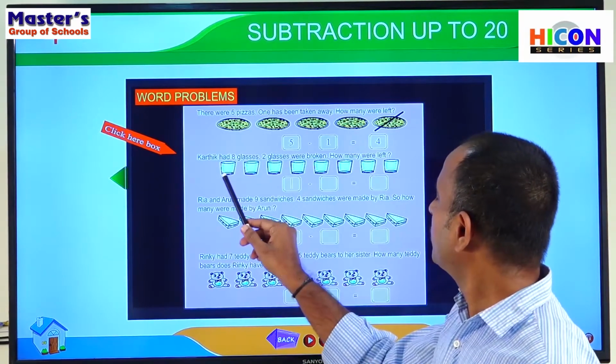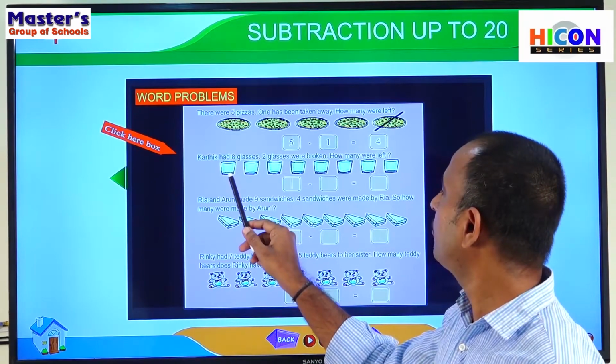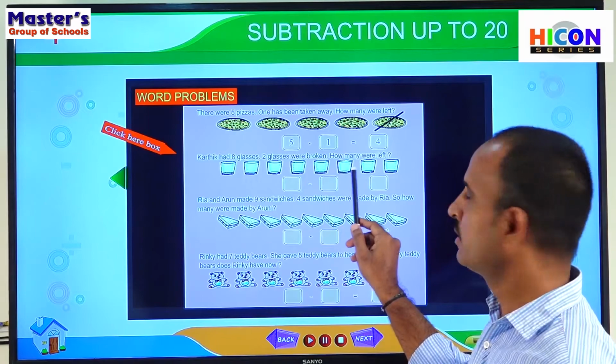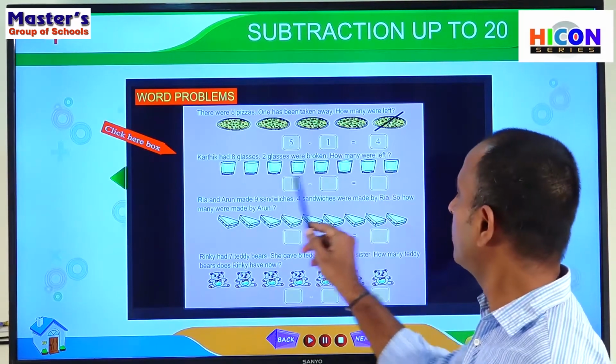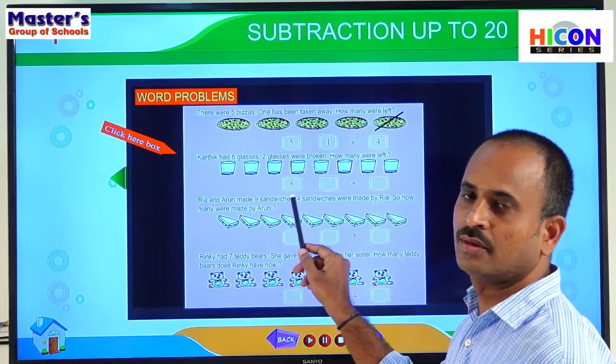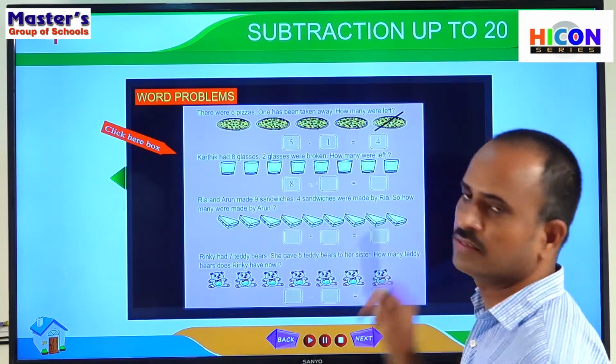So look at the picture. You are observing the pictures of glasses. How many pictures are given there? 1, 2, 3, 4, 5, 6, 7, 8. So total 8 glasses are given. So write 8 in this box. So the first number is 8. It represents the total number of glasses.